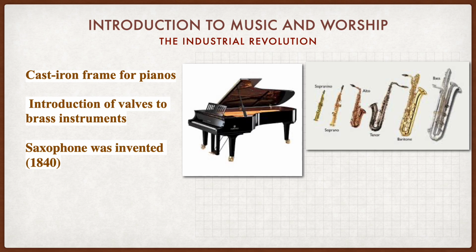The social changes coincided with the Industrial Revolution's impact on instrument manufacturing. Instruments were improved with features like a cast iron frame for pianos, which would allow for a greater dynamic range and much louder volume. Also, the introduction of valves to brass instruments enabled them to play chromatic scales with great versatility. It was also during this time that the saxophone was invented in 1840. It was introduced as a new sound to the symphonic orchestra.